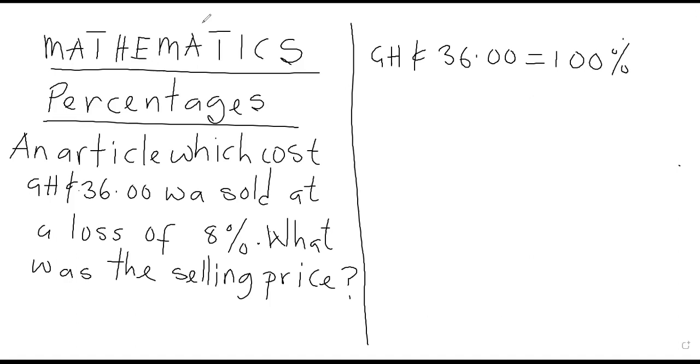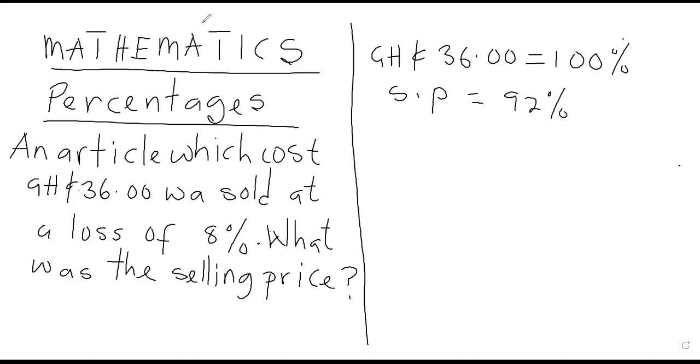Okay, remember the selling price will be your new price. This is under percentage decrease. Remember, loss is under percentage decrease. So this time we are not going to add 8% to 100, but we are going to subtract 8 from 100. So 100% minus 8% will give you 92%.